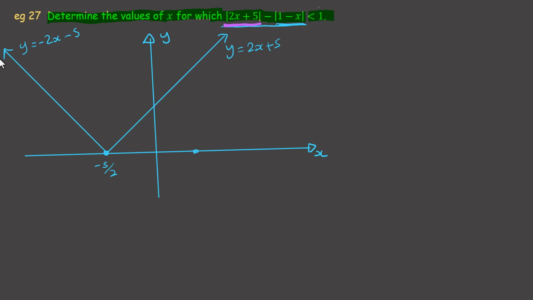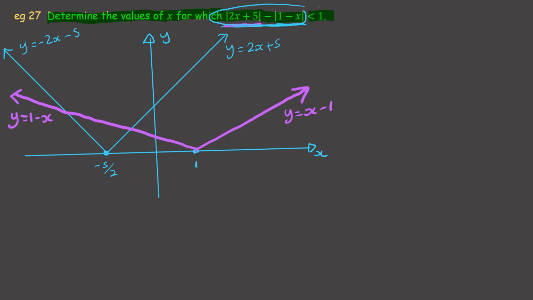Now let's consider the |1 - x|. Well, the 0 there is at 1, and then it's going to go like this, and like this. And this bit would be y equals x - 1. And this bit over here would be y equals 1 - x. Okay, so now let's think about that together.